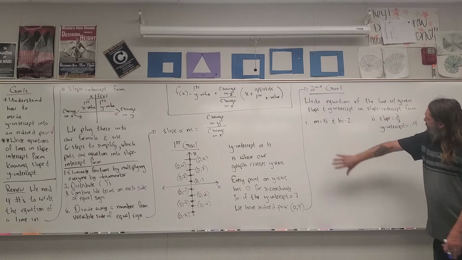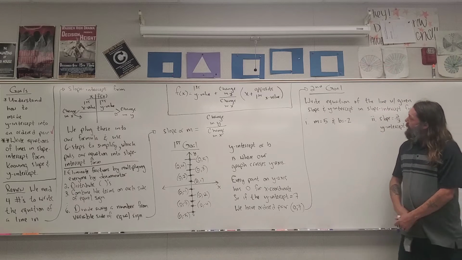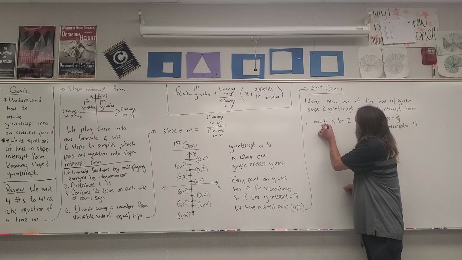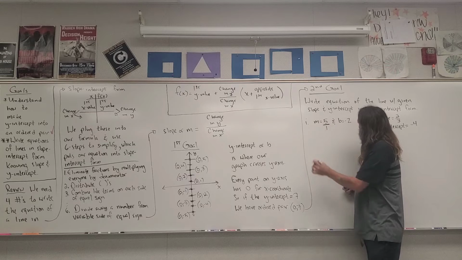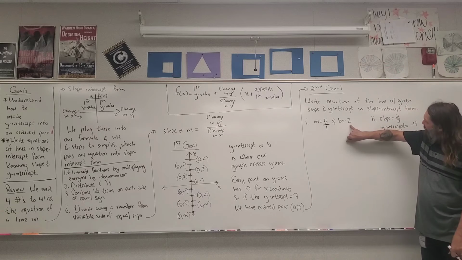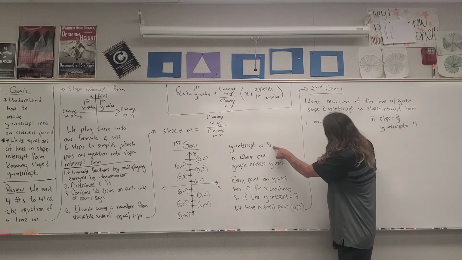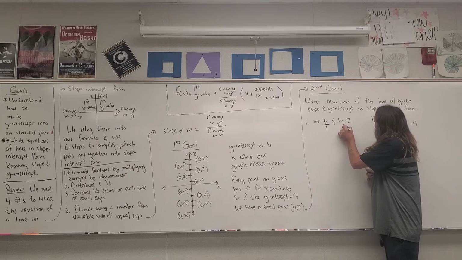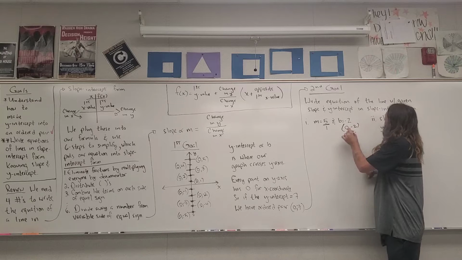All right, so let's make a quick little table for this. Well, by the way, if I tell you that the m is 5, the slope is 5, I'm telling you that the change in y is 5 and the change in x is 1. If I'm telling you that b is equal to -2, I have the y-intercept. So I can make an ordered pair and say that I have (0, -2).